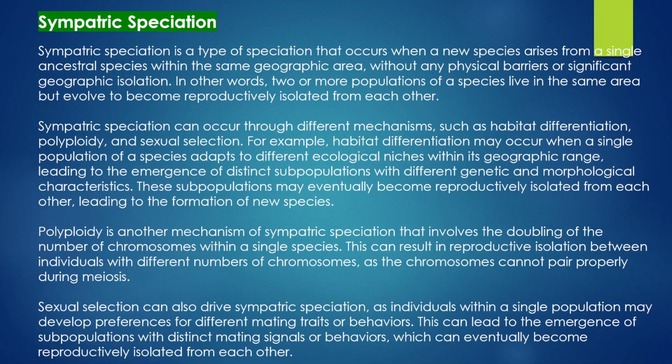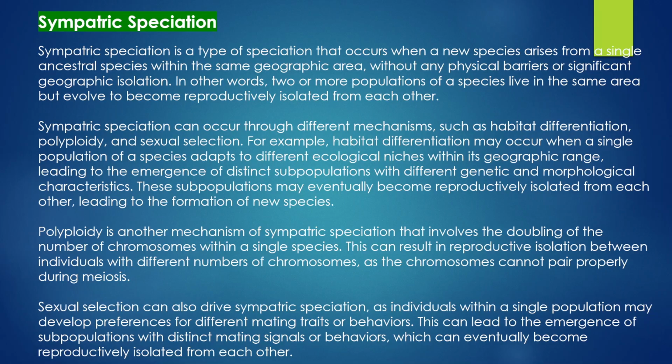For example, habitat differentiation may occur when a single population of a species adapts to different ecological niches within its geographical range, leading to the emergence of distinct subpopulations with different genetic and morphological characteristics. These subpopulations may eventually become reproductively isolated from each other, leading to the formation of new species.